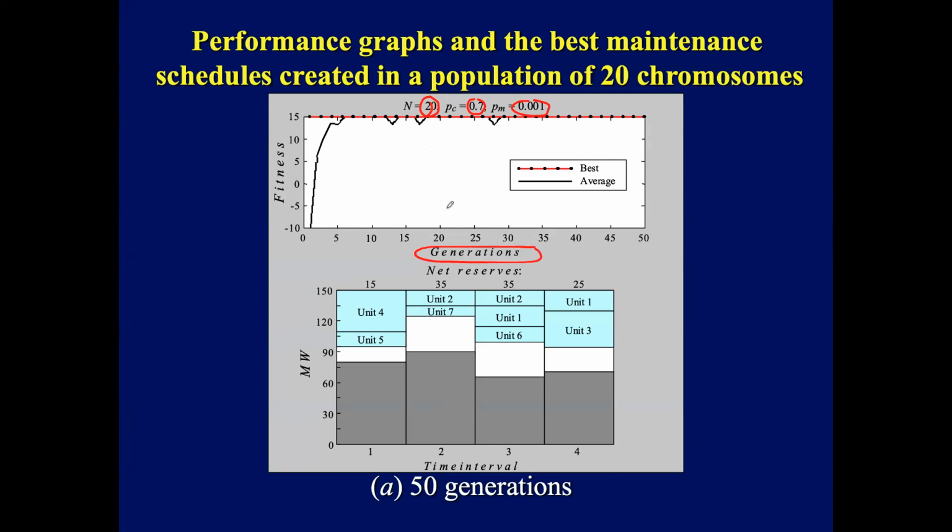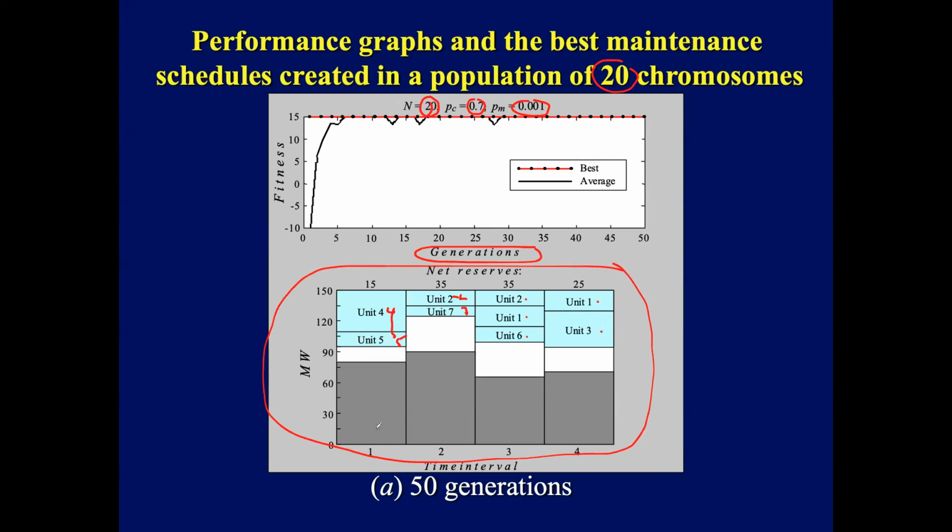Okay, so in this run, where we have a population of 20 chromosomes, this is what we have down here: the best schedule that was returned. In the first interval, we maintain units 4 and 5. In the second, we maintain units 2 and 7. In the third, we maintain units 2, 1 and 6. And in the fourth, we maintain units 1 and 3. So that is the schedule.